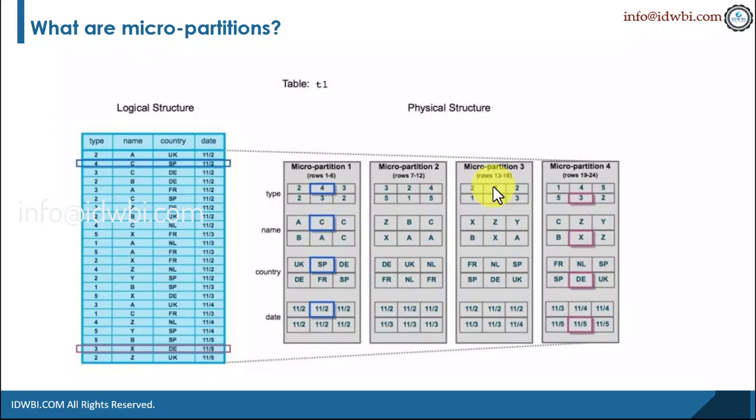Now, if you look at the right-hand side here, this is the representation of how it is being split into these four partitions at the back end by Snowflake architecture. This is referred to as the physical structure. There are four separate micro-partitions, as you can see, each of which contains 6 rows of data: 1 to 6, 7 to 12, 13 to 18, and 19 to 24. Now, the first micro-partition contains data rows from 1 through 6.